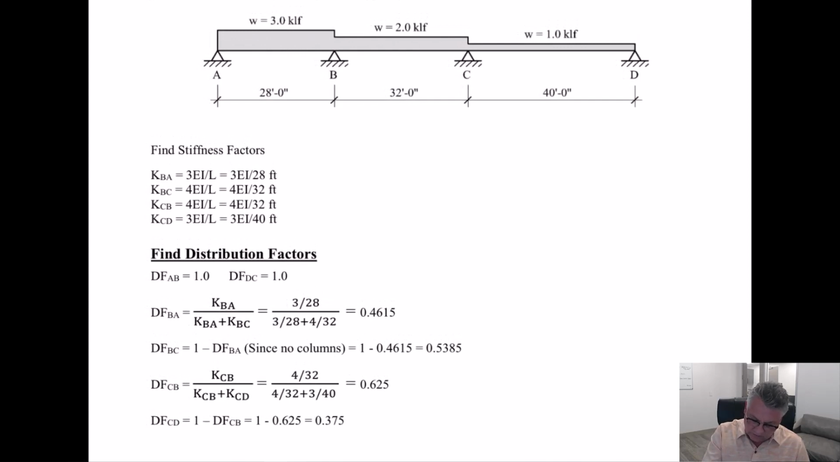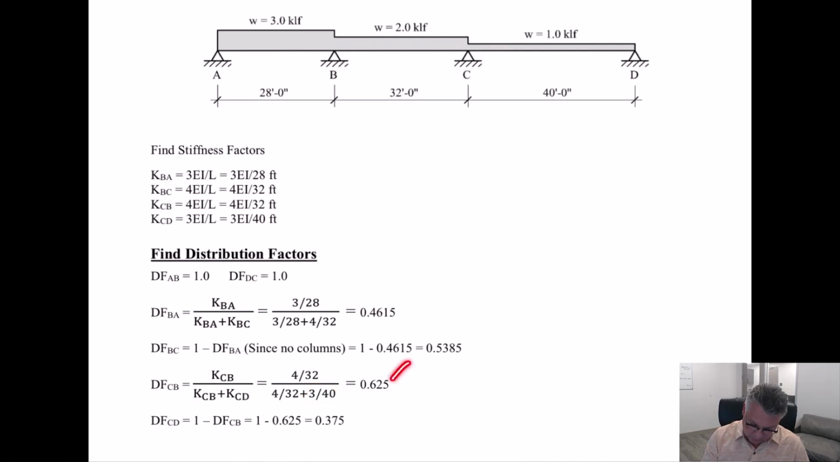Distribution factor from C to B follows the same logic. We're looking at the stiffness over here divided by the stiffness here plus the stiffness there. Stiffness from C to B was 4EI over 32. EIs fall out. The sum of both joints is that same C to B plus C to D, and C to D being the 3EI over L.